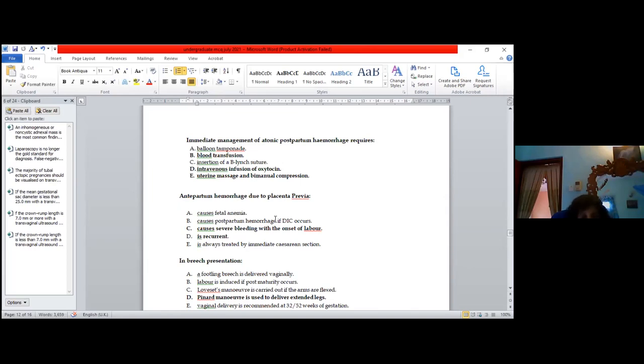'Antepartum hemorrhage due to placenta previa causes fetal anemia.' No, fetal anemia is only caused by rupture of vasa previa because only the mother is losing blood. There is no blood loss from the fetus. 'Causes postpartum hemorrhage' is correct, but not due to DIC. It causes postpartum hemorrhage because of the large placental area, because the lower segment doesn't contract as well as the upper segment, and because there can be morbid adhesion of the placenta.